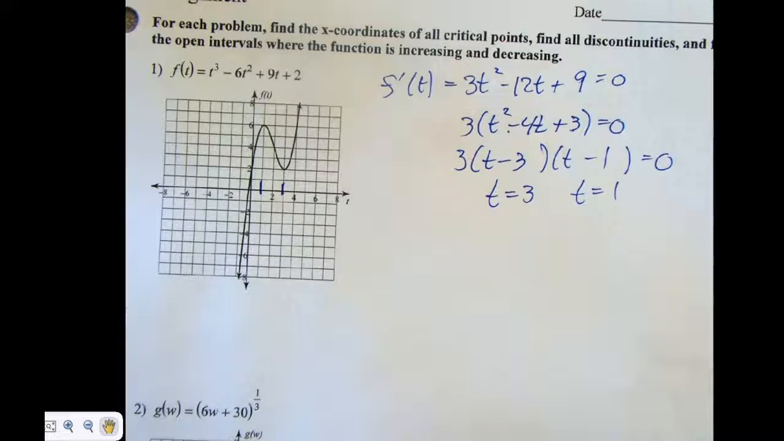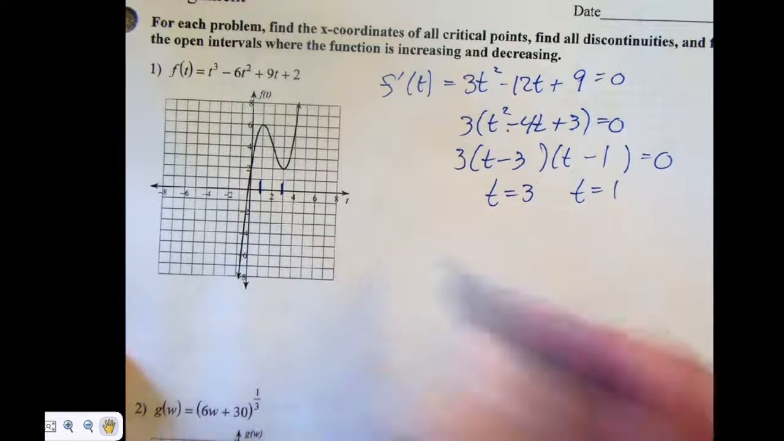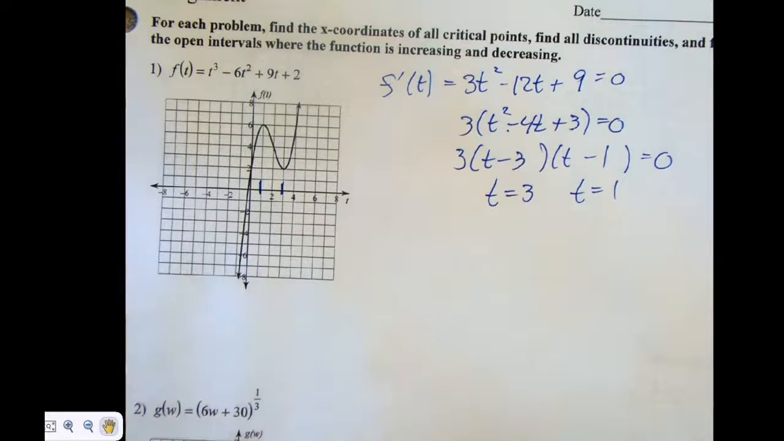What you're going to do from there is think of a number line. The AP test doesn't want you to write a number line, but you're kind of thinking of a number line. Like if I have this giant number line and I put a 1 and a 3, how many pieces does that split the number line up into?